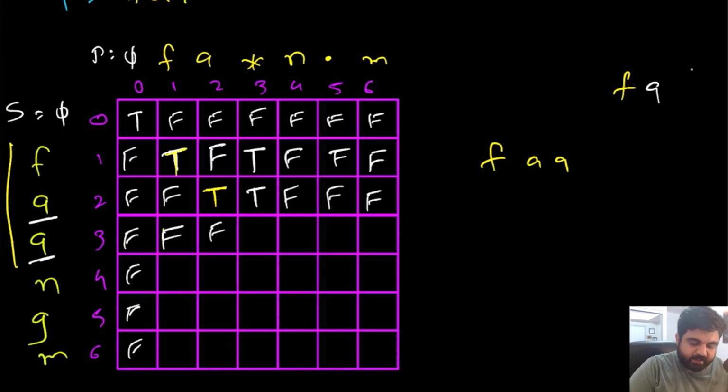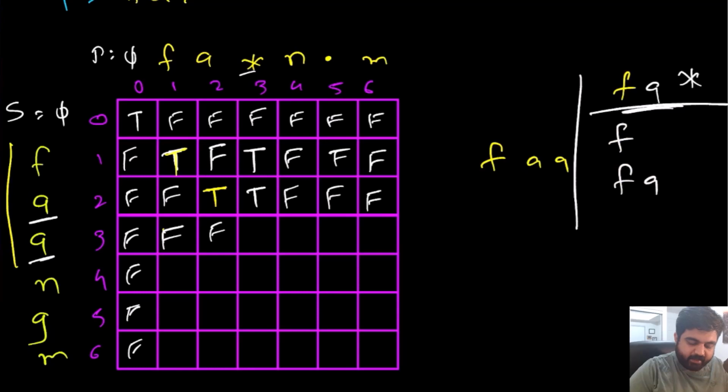Now again, we are at the critical juncture. We have a star value. Now because we have a star value, you must be wondering what will be the possibility. Well, the possibility is, again, over here for this FA star, we can consider it to be only F or FA or FAA. In this case, we are going to consider it to be FAA.